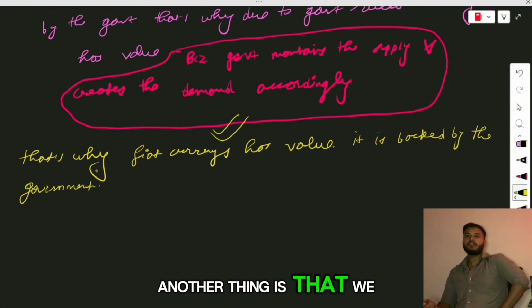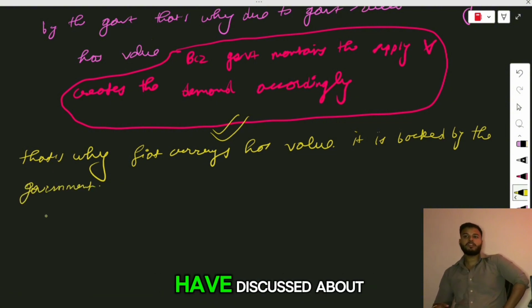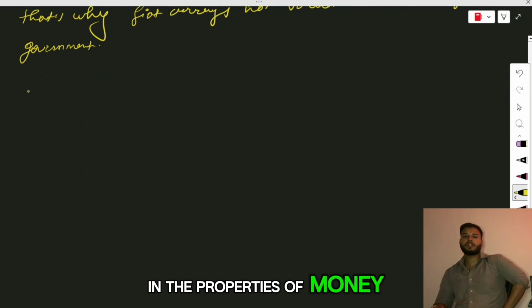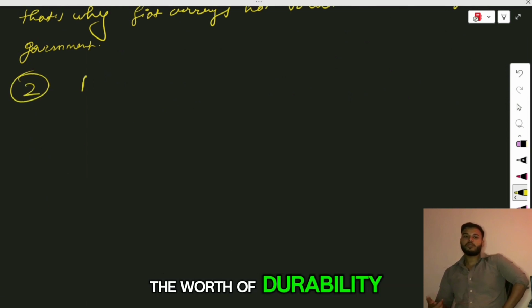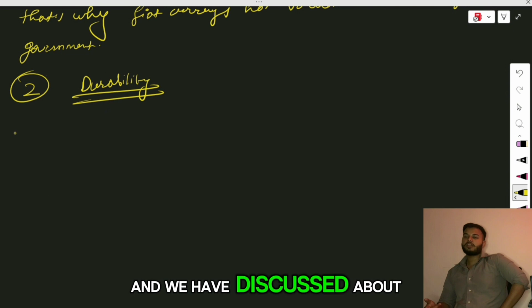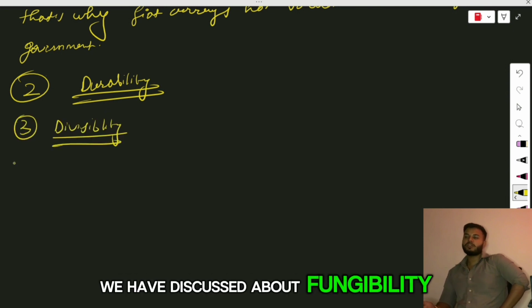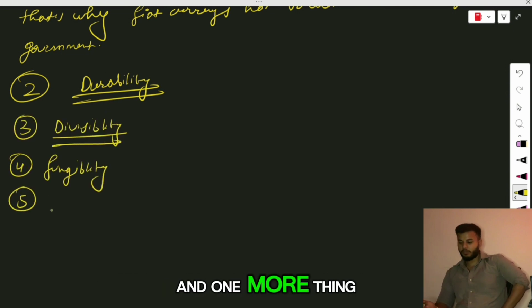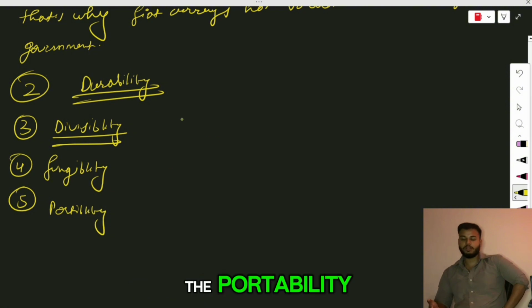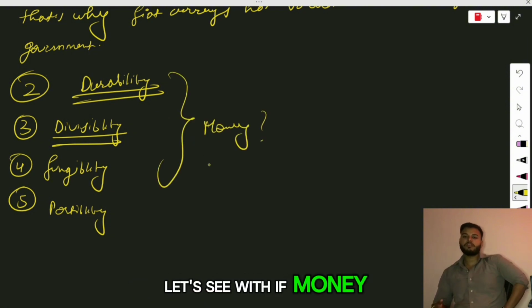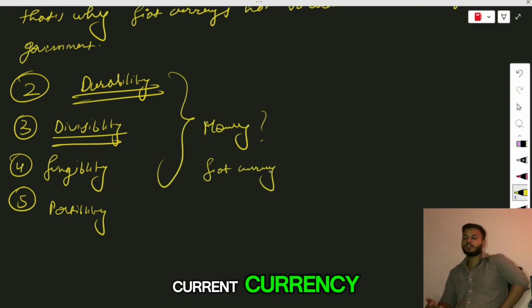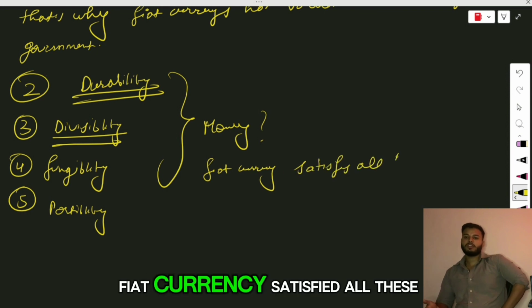Another thing we discussed in the properties of money was durability, and we have discussed divisibility, we have discussed fungibility, and one more thing we have discussed was portability. Let's see if money satisfies all these properties. Current currency, the fiat currency, satisfies all these properties.